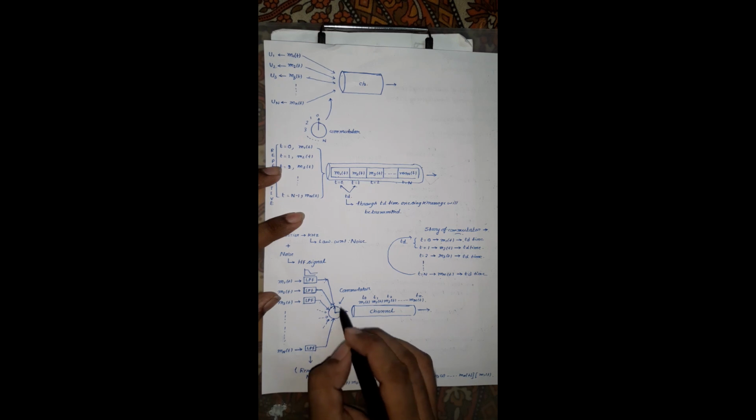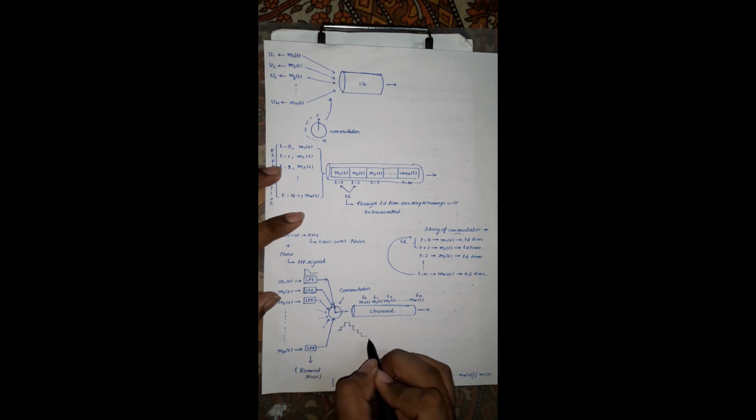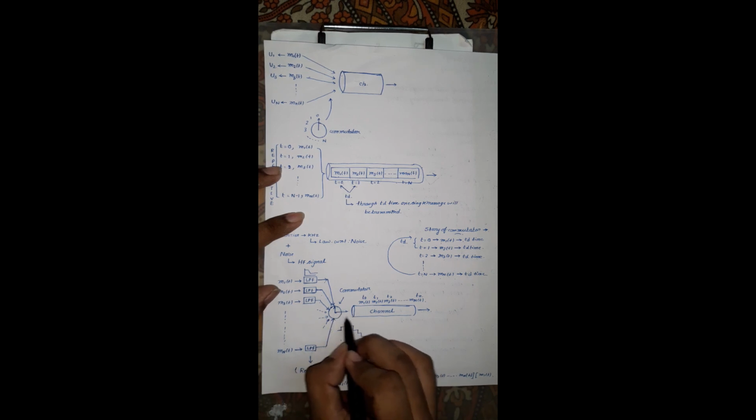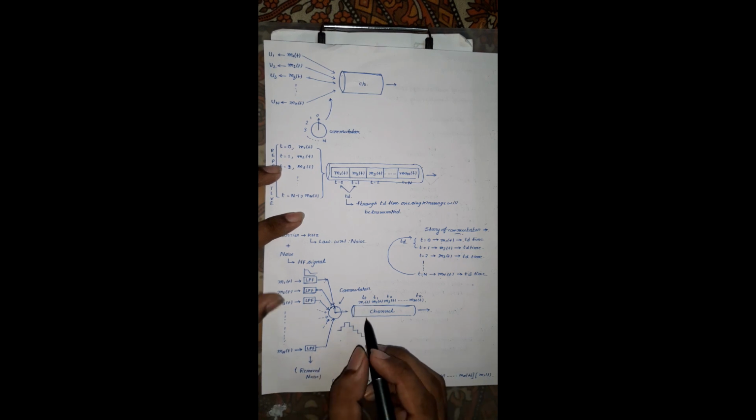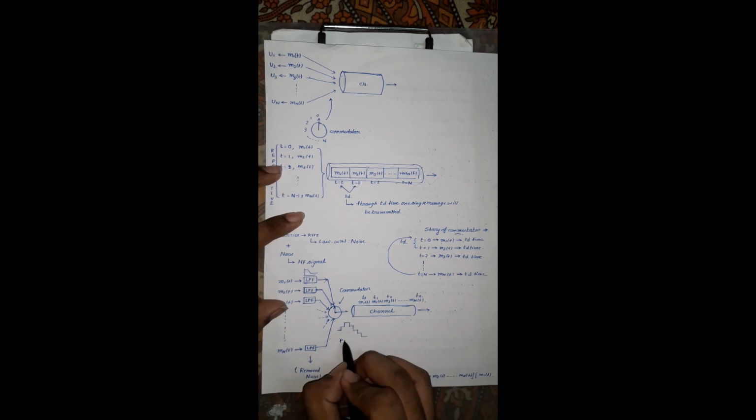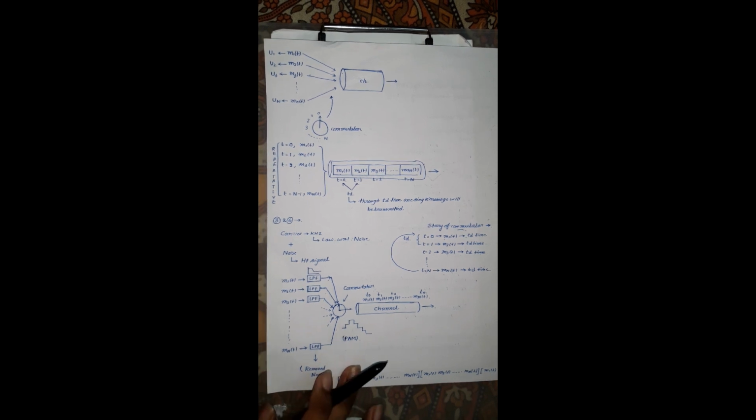Basically this commutator circuit is sampling the messages, and you know that if you sample the messages, the PAM signal is generated. As the PAM signal is generated, between the commutator circuit and the channel there is a modulator. This is called the PAM, the pulse amplitude modulator. A modulator circuit is present over here. It is very easy, not too tough.